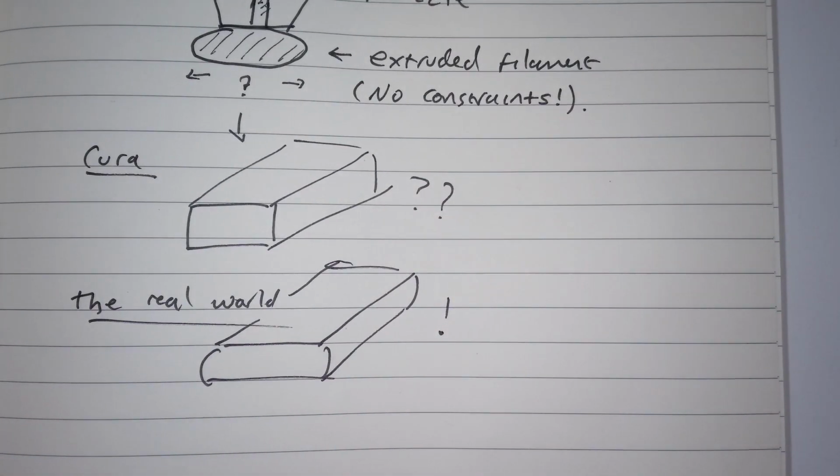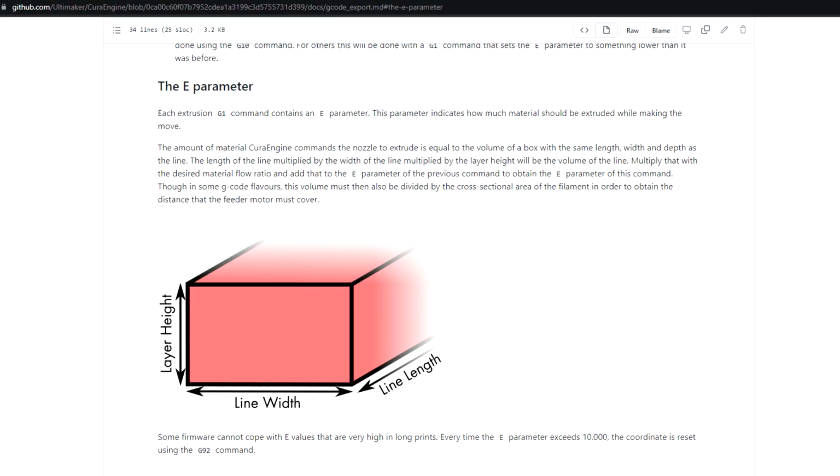To quote the official documentation, the amount of material Cura engine commands the nozzle to extrude is equal to the volume of a box with the same length, width and depth as the line. That's what I just said. I imagine like most things there are exceptions to this, but that's what they've put in the documents, and importantly, the reason I know this in the first place is because I saw it when I was looking into the G-code during my previous video on bed calibration.